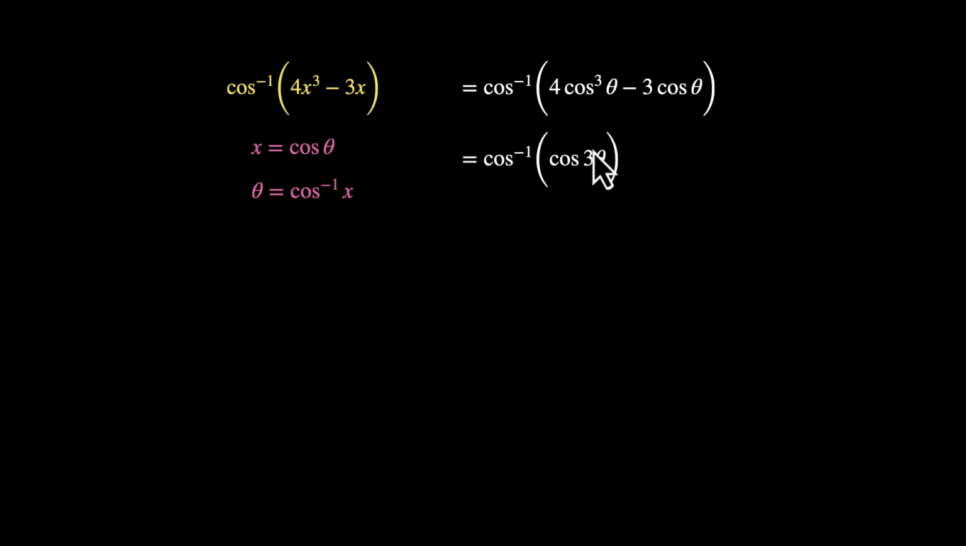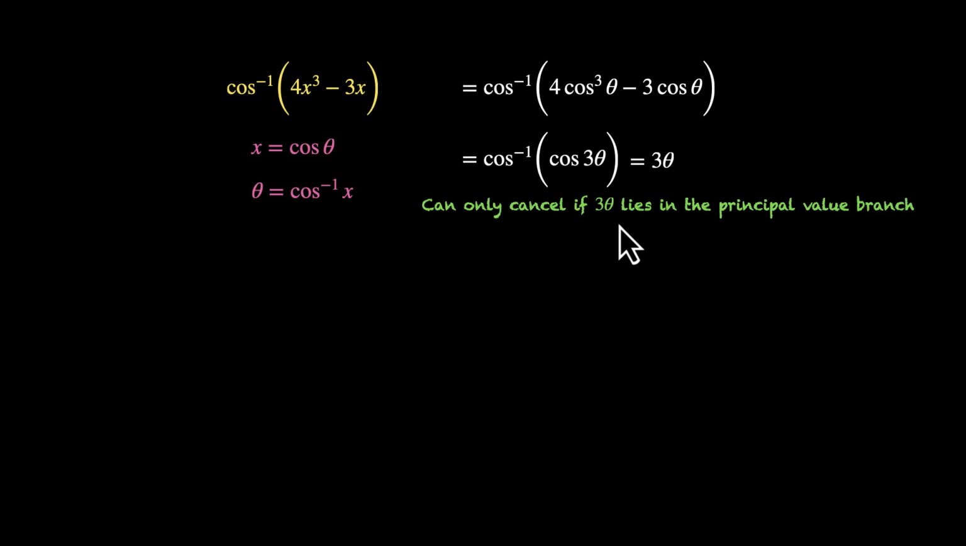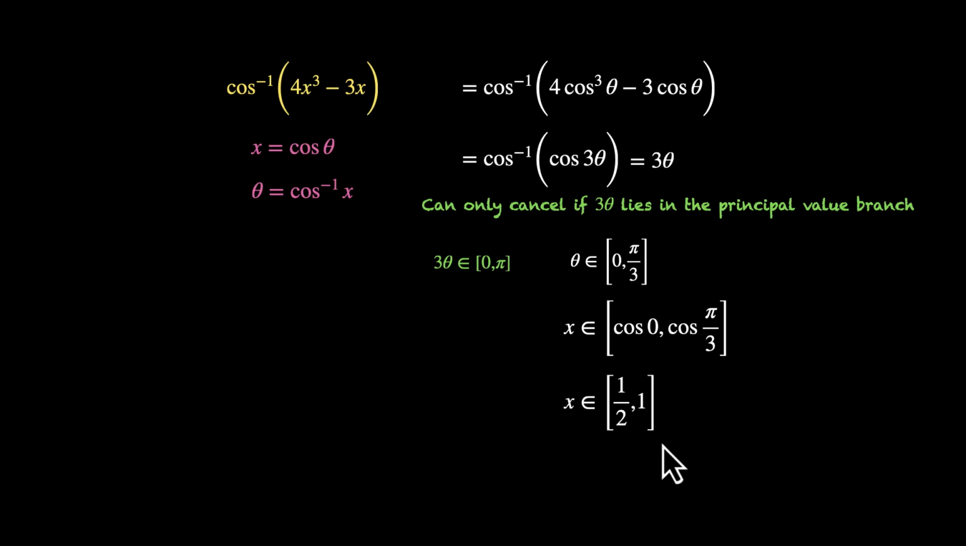This is cos of 3 theta. So we can cancel cos inverse and cos, and we can write this as 3 theta. But we can only do this when 3 theta lies in the principal value branch for cos inverse. And what's that? That's 0 to pi. So 3 theta belongs to 0 to pi, which means theta belongs to 0 to pi by 3, which means x belongs to cos of 0 to cos of pi by 3. Cos of 0 is 1, cos of pi by 3 is half. So the minimum value is half, maximum value is 1. So x belongs to half to 1. When x is in this range, we can write cos inverse 4x cube minus 3x as 3 times theta, which is 3 times cos inverse of x.